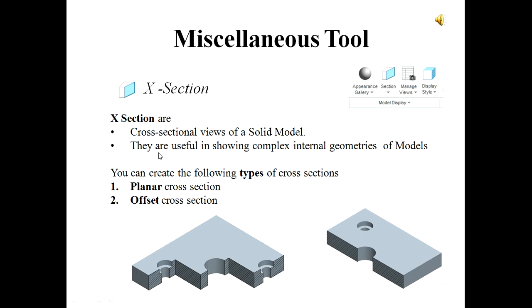As seen, they are useful in showing complex internal geometries of solid models. You can create two types of section views in Creo Parametric 3.0: planar section views and offset section views. Let us exercise some tutorials to study how to create such section views in Creo Parametric 3.0.